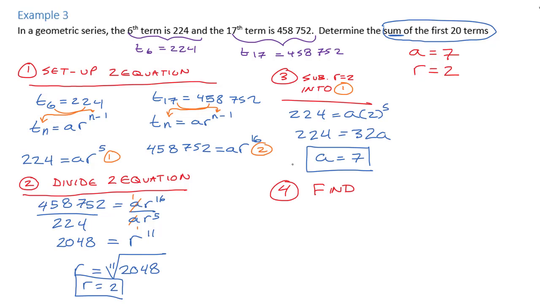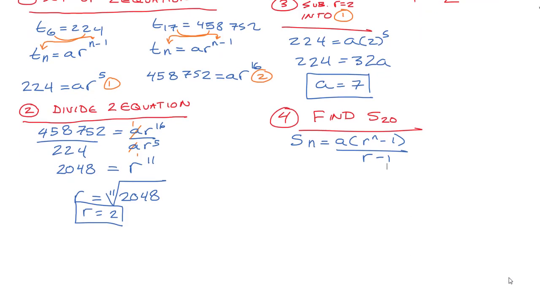Now, if I said find term 20, you would just use your general term equation, which is this guy right here, Tn equals ar to the n minus 1. They don't want the term, though. They want the sum, so we're going to use our sum formula. So what's our sum formula? Here we go. Sn equals a times r to the n minus 1, divided by r minus 1. So the sum of the first 20 terms: we said a is 7, r is 2, so 7 times 2 to the 20 minus 1, divided by 2 minus 1.